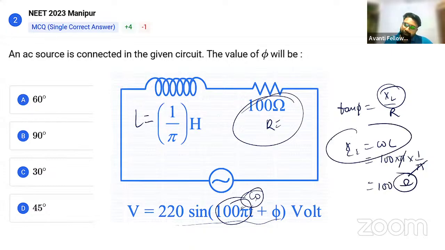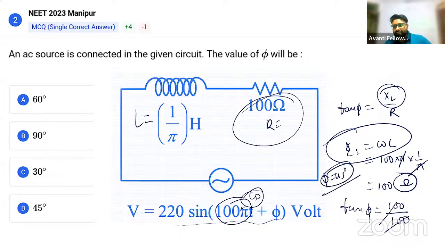The unit of XL and XC is ohm, it is resistance. So tan phi here is, tell me, the value of XL is 100 ohm, the value of R is 100 ohm, so phi will become 45. Correct, tan phi is 1. So which value of phi should we put in tan so that it makes 1? So 45 degrees is the angle. So D is 45. Okay.